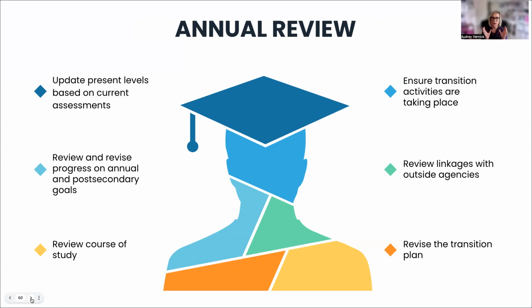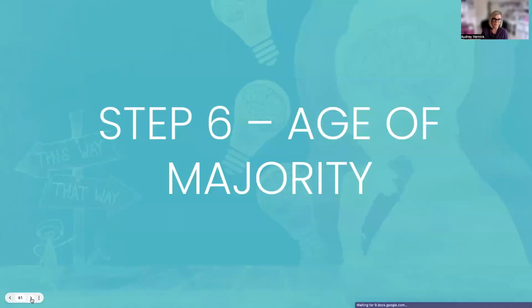So you're really thinking about what does he need based on his stated post-secondary goal, and the district is obligated to provide that. You want to make sure those transition activities are taking place. Don't wait for the annual to do that, but make sure at that time, make sure that the linkages with the outside agencies are solid, make sure they're invited to every annual IEP meeting, that those outside agencies really understand what they are providing, what the district is providing, who's paying for what, and revise that plan.